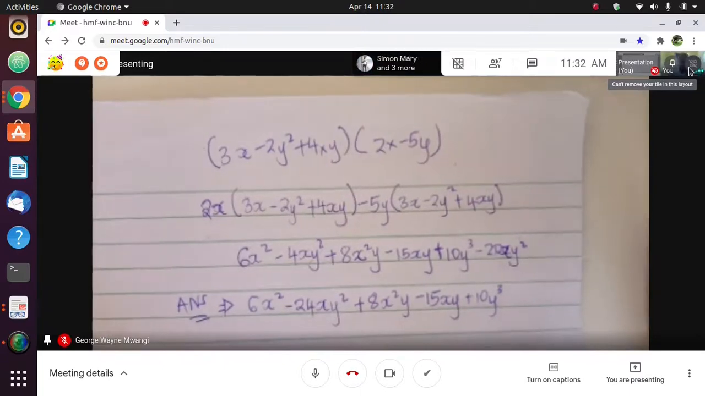In this algebra we'll be doing a lot of brackets, opening of brackets and simplification. So make sure that the answer you get is in its simplest form. Okay?